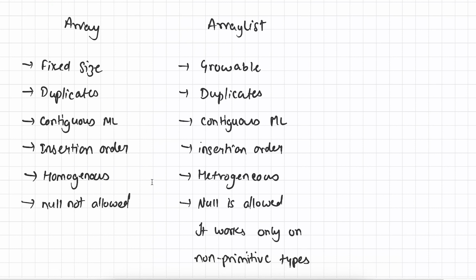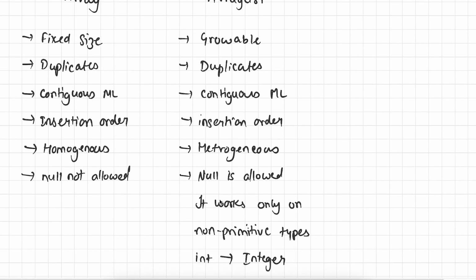Now the next one is array can only store homogeneous elements, right? So if we have an array of type integer, we can only store integers. If we have an array of type boolean, we can only store booleans. If we have an array of type float, we can only add float values. Okay, but ArrayList can hold heterogeneous elements. This means you can add integers, strings, characters and objects all together in an ArrayList.